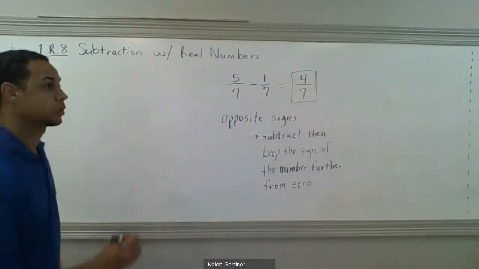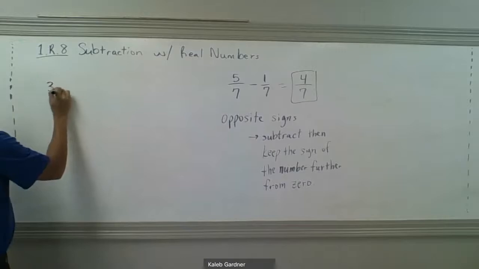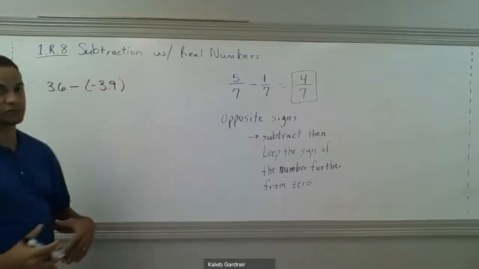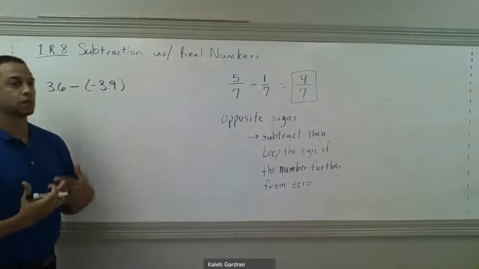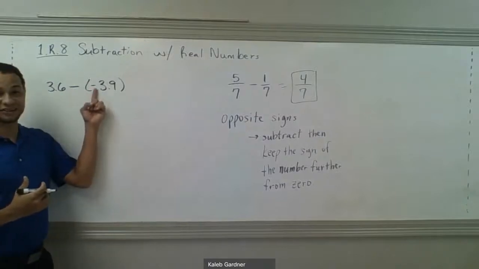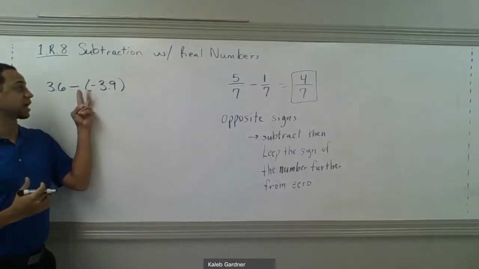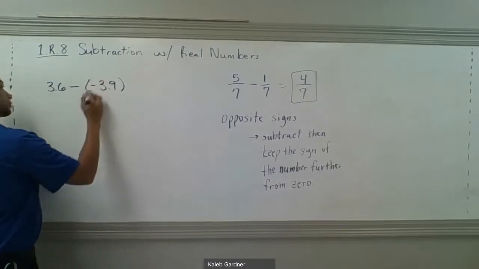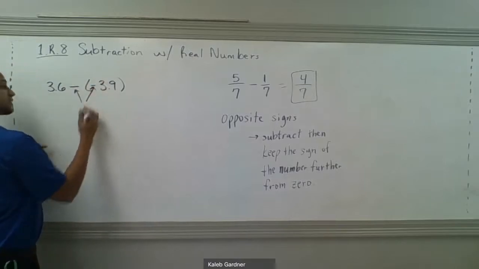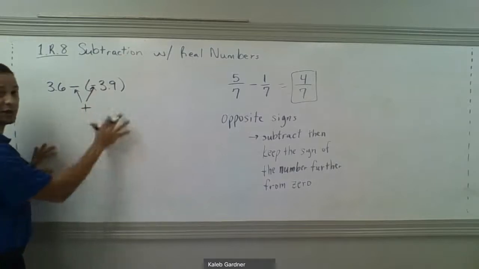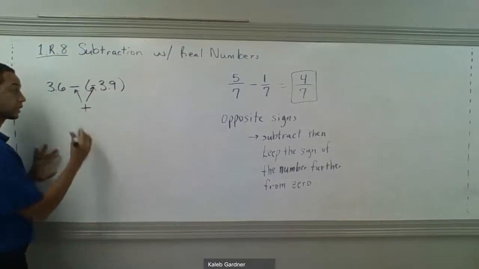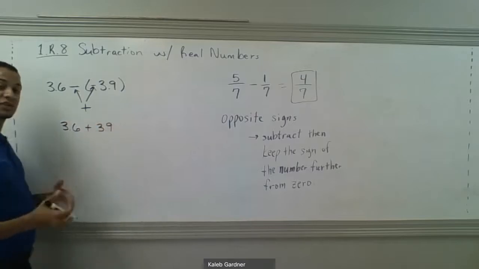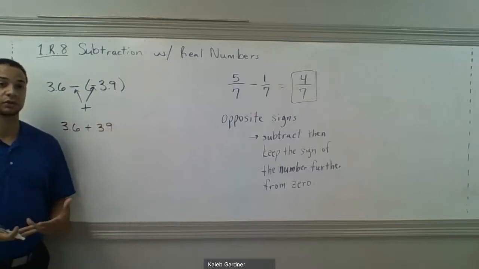Okay, so what do we do in this case? 3.6 minus negative 3.9. Okay, so this is a little tricky situation here. We've got minus and negative back to back, right? Anytime this happens, we say minus a negative. This together makes positive. So I'm going to rewrite this the way it should be now correctly written, which is 3.6 plus 3.9. Notice the negatives are gone because they cancel each other out.